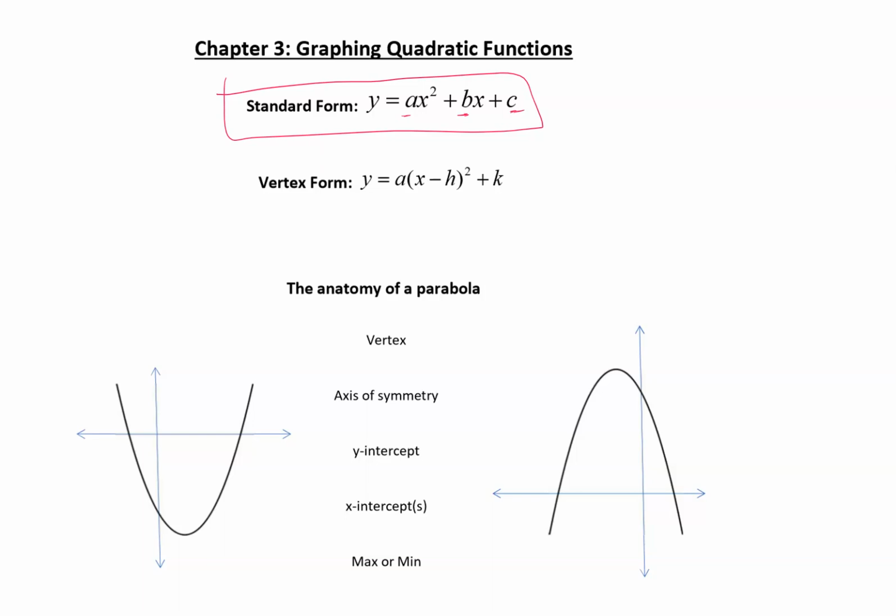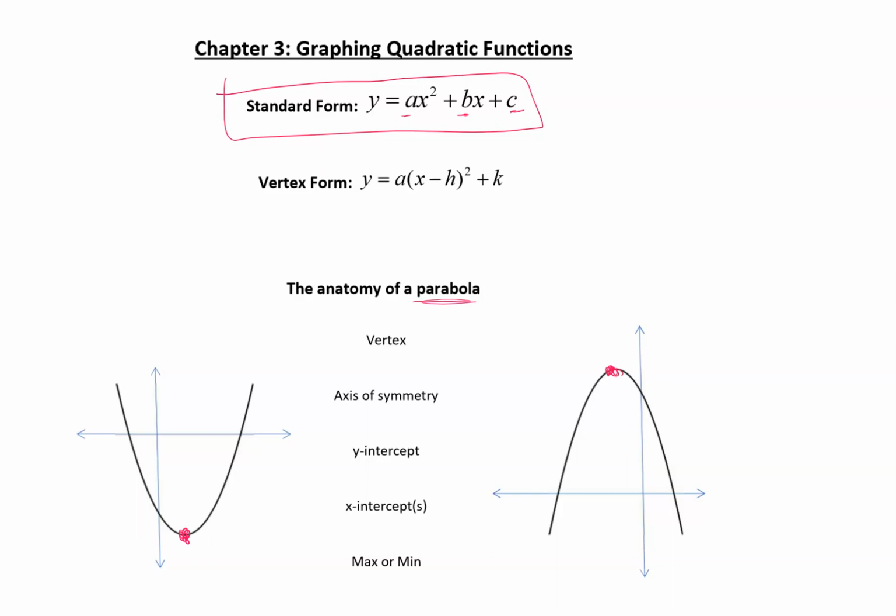Since this is the first time we've graphed quadratics, I want to talk about the shape that we get when we're graphing a quadratic, and that shape is called a parabola. The parabola has several important parts. The first part that's important is the vertex, and the vertex is where it changes direction. On this first parabola, the vertex is down here at the bottom, and on the parabola on the right, our vertex is here at the top.